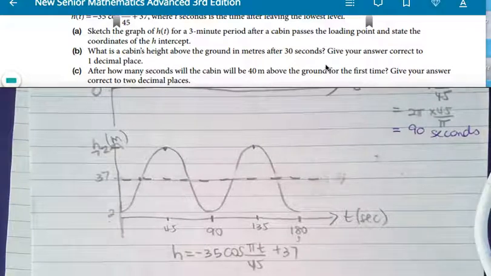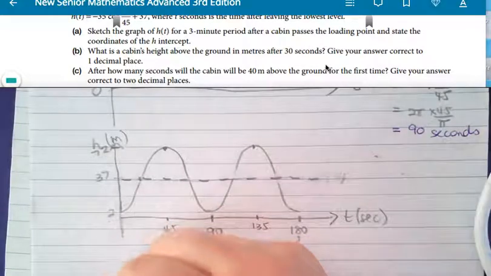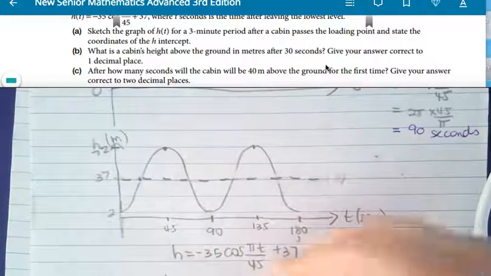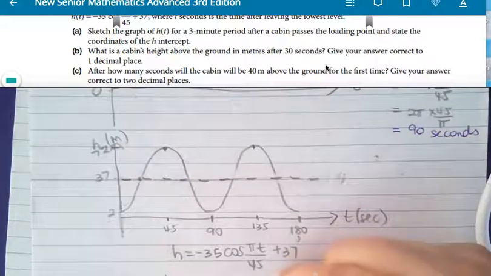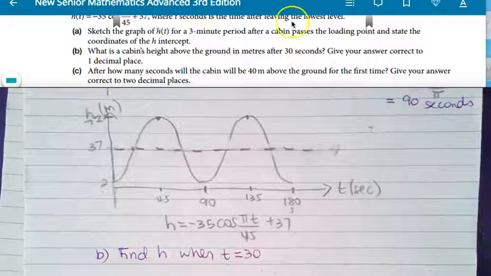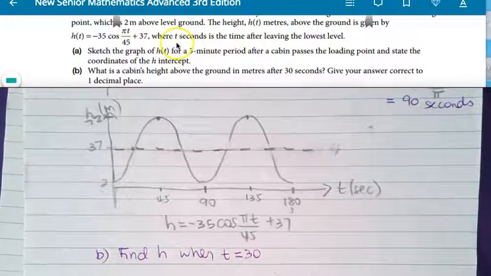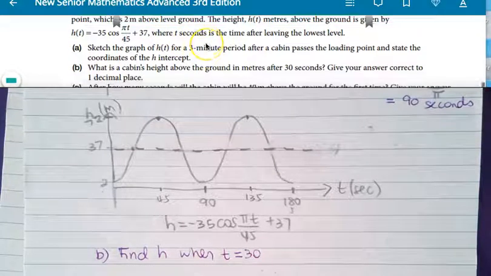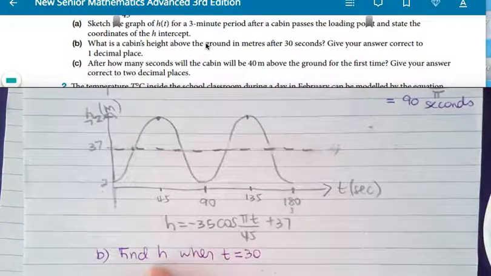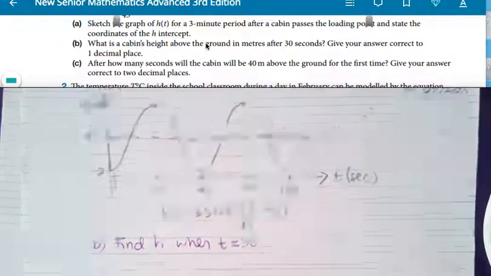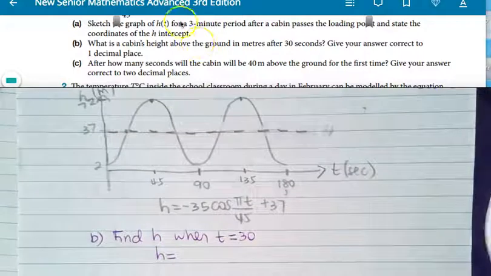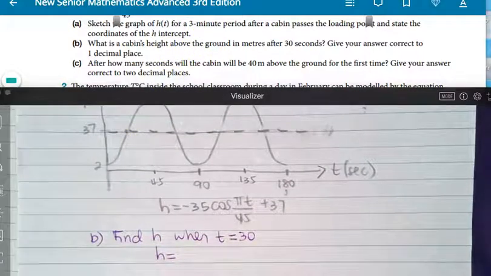So they're asking you for part B. What are they asking you? Just to find H when T is 30. That's just a straight substitution. Just making sure that your units are correct. If you look at the question, T is the time in seconds after leaving the lowest level, so that looks fine. So you'd just be doing a substitution for part B. Are we good? So if you can do that, and then we need to do the last one after that.